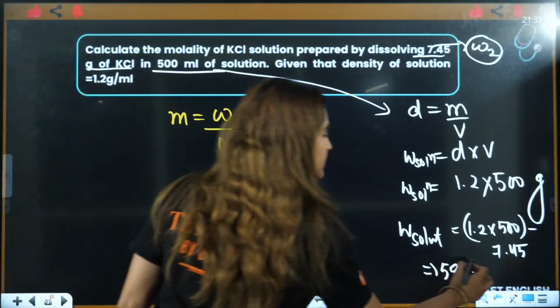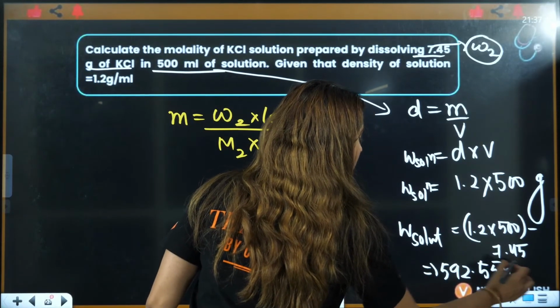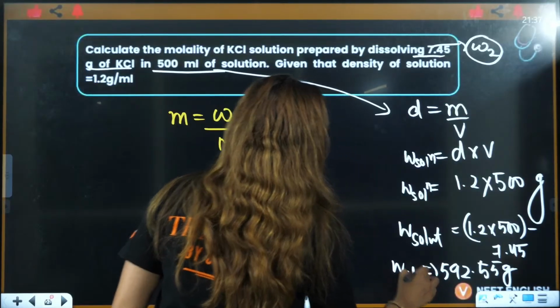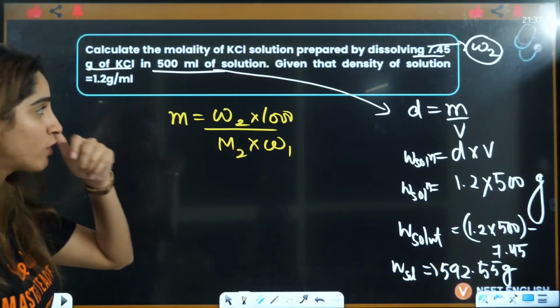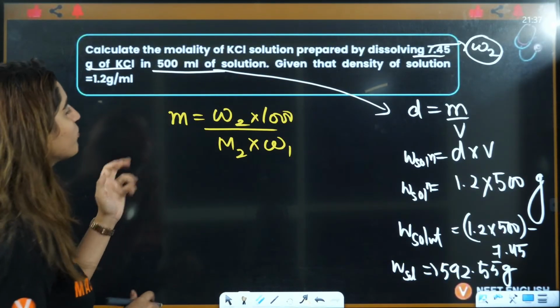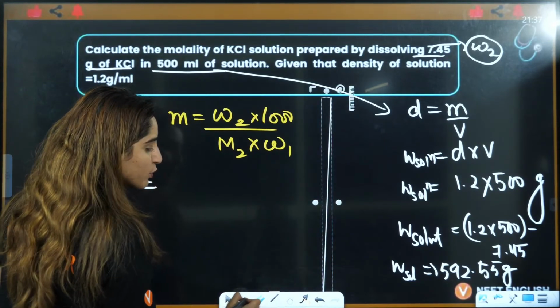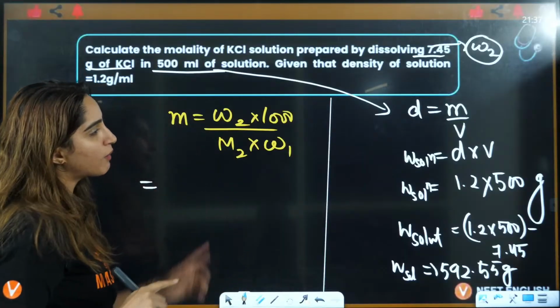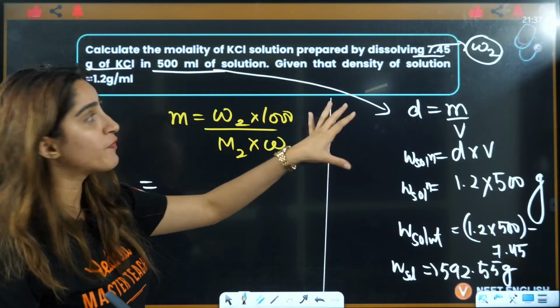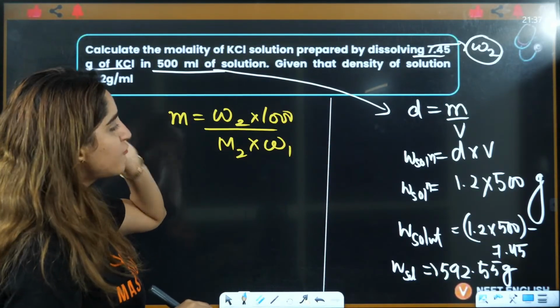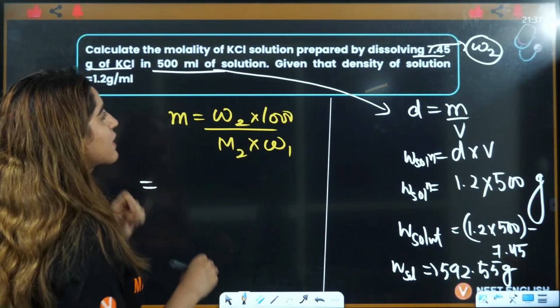592.95.55, right? That will come out to be the mass of solvent, because here they are asking the mass of solvent only. They are asking you the molality. So what will be the answer? W2 you can easily write. W2 is the weight of solute, which is given to be 7.45.